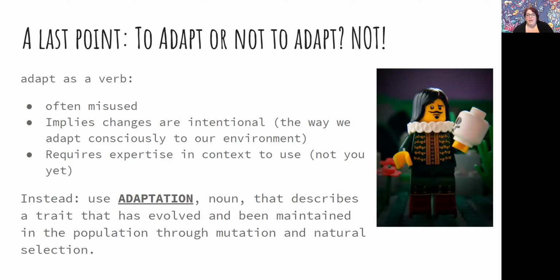When you say they adapt, the other part of the sentence you may not say is "in order to." We are very human-centric in our understanding of the world, and so we do adapt. We can change what we're doing in order to fit the environment, but that's not always the case for other organisms. Instead, what you can say is adaptation. That is a noun, and it's specific to a trait that has evolved and been maintained in the population through mutation and natural selection. So an adaptation is something that has been beneficial, and that's why it's still there.